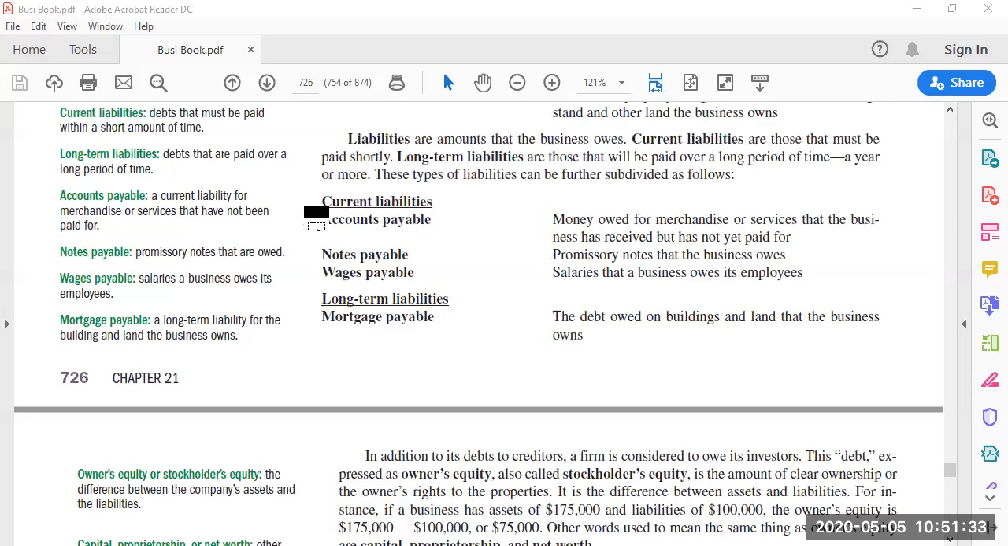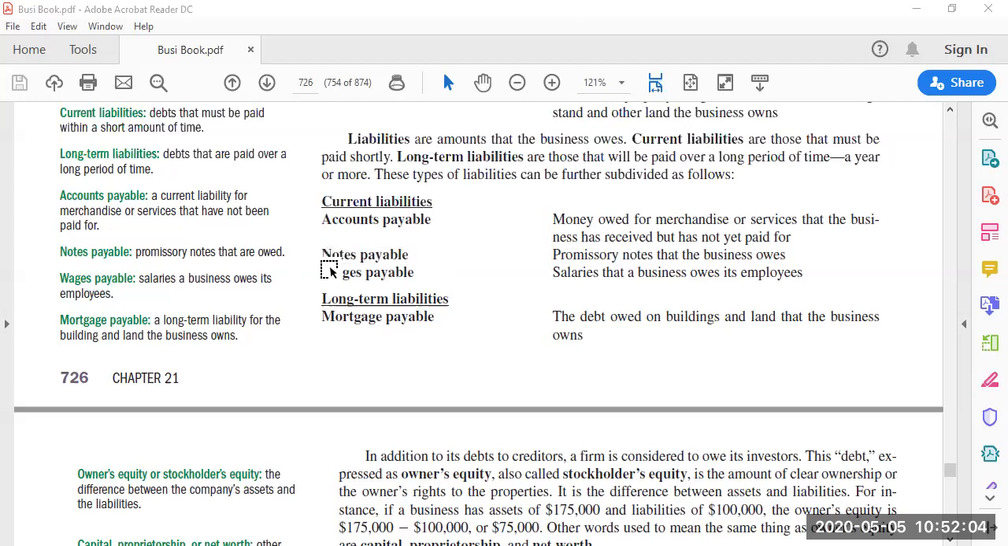Under this category, things such as accounts payable. Accounts payable is any money that the company owes for merchandise or services that it received but not yet paid for. Notes payable is another area. These are promissory notes, small loans that the company has opened up with someone else but has not paid yet, but must pay shortly.